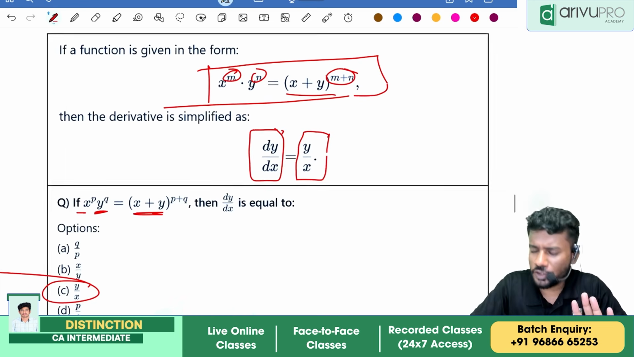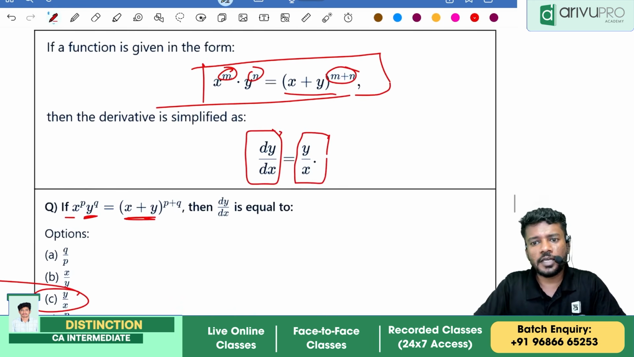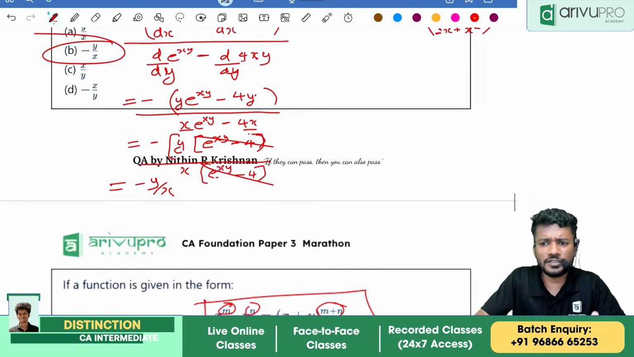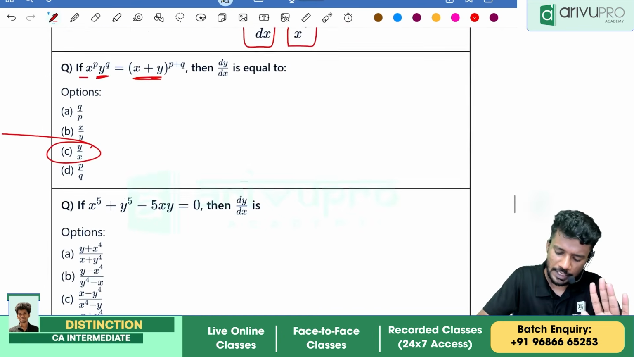Now if you don't know this, how will you do it? The same method which I showed you right now. You can solve using that method, and you will get the same answer. Okay?